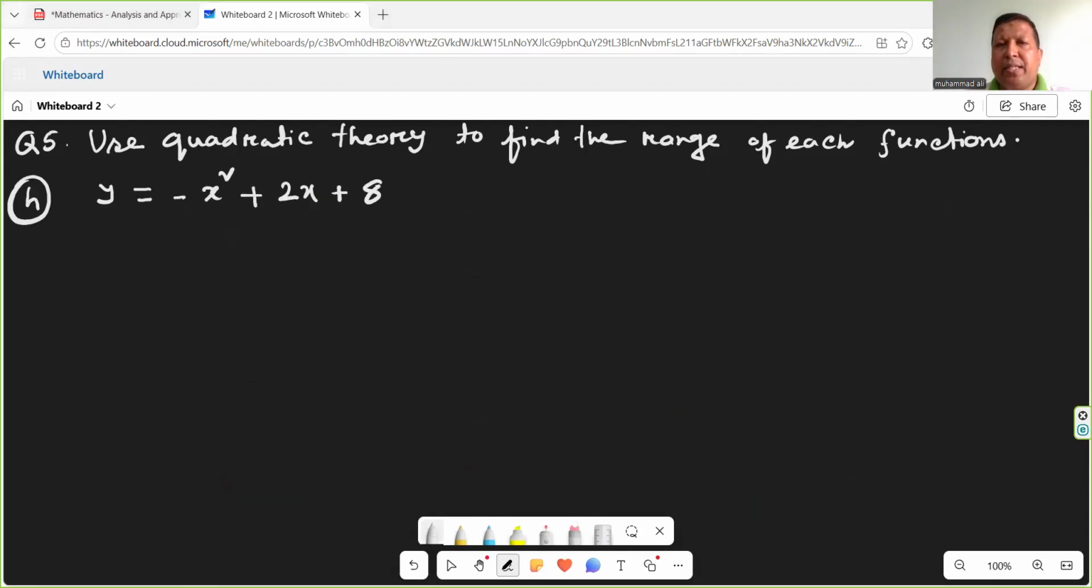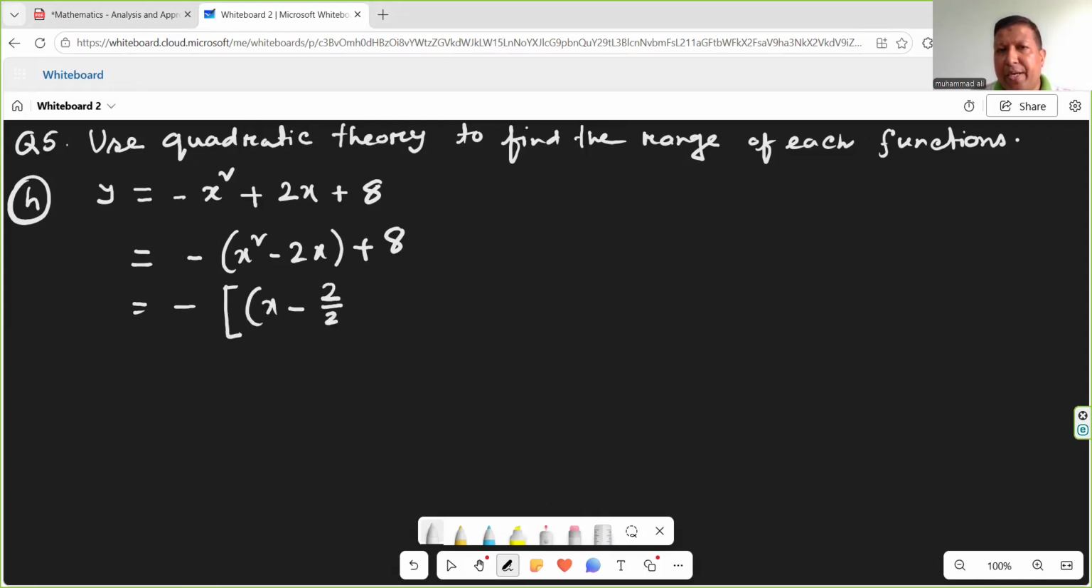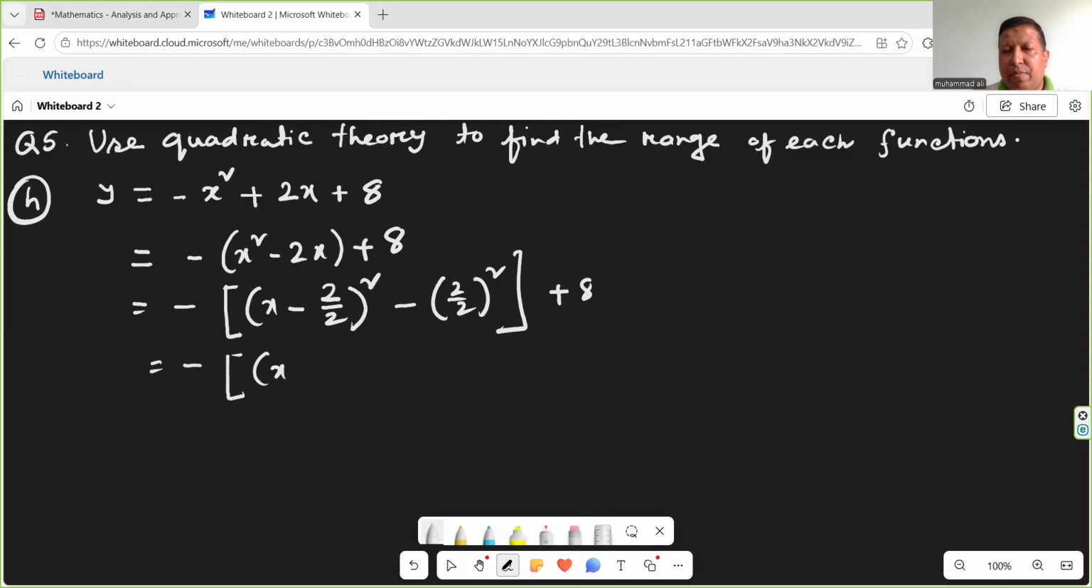Y equals minus x square plus 2x plus 8. We have to do completing the square. Minus common: minus (x square minus 2x) plus 8. Now completing the square, so (x minus b/2, 2/2) whole square minus (2/2) whole square plus 8. Then minus, it is (x minus 1) whole square minus 1 plus 8. If we remove the bracket, it is minus (x minus 1) whole square plus 1 plus 8.